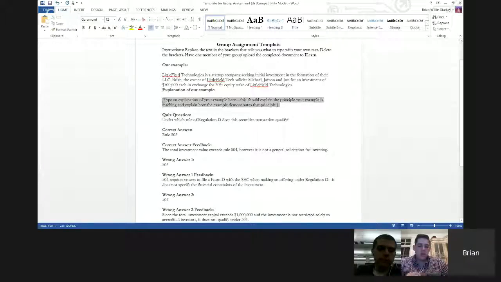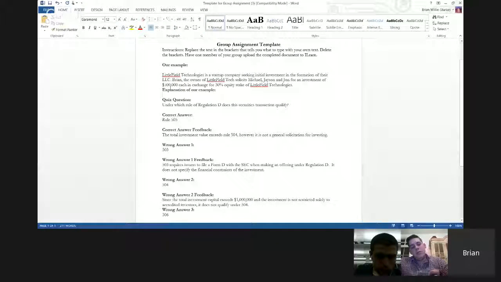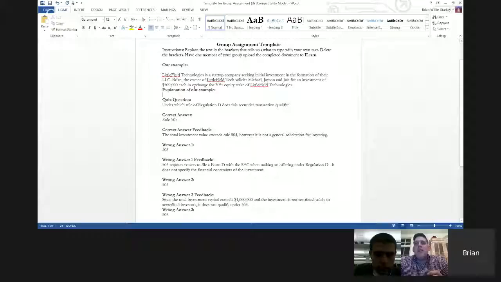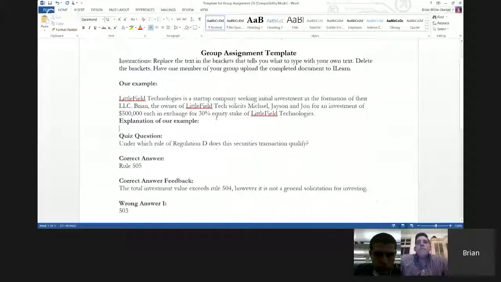An explanation, for example, do you feel like we need one? I thought our explanation of our example was what we listed at the beginning. Well, it says our example, then the explanation of our example, and then quiz question. So, I think our example is somewhat self-explanatory, and then our quiz question is: under what section of Regulation D does this securities transaction qualify? Yeah. Let's see if that helps.